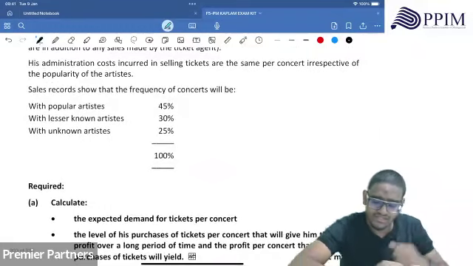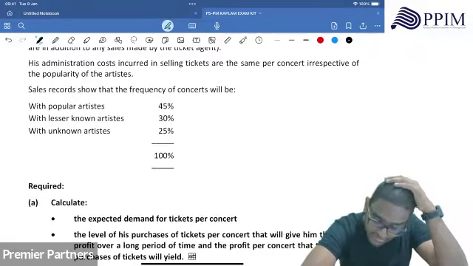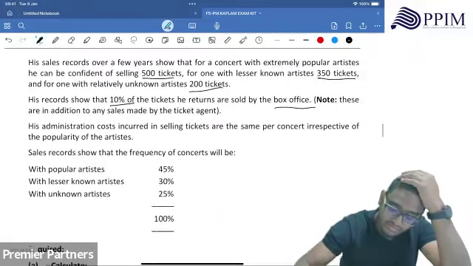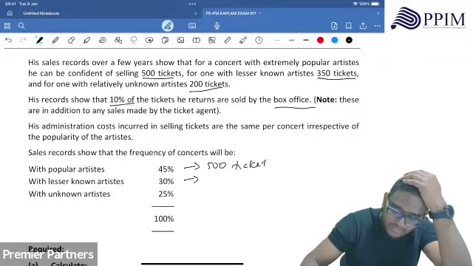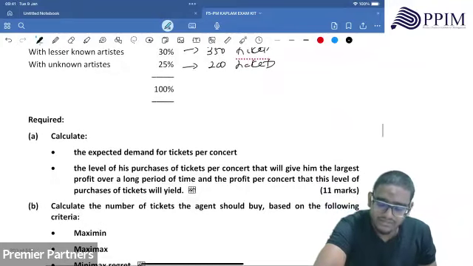His administration costs incurred in selling tickets are the same per concert, irrespective of the popularity of the artists. Sales records show that frequency of concerts will be with popular artists 45%. So for popular artists, he can sell 500 tickets. Lesser known artists, 350 tickets. And unknown artists, 200 tickets. Calculate the expected demand for tickets per concert.